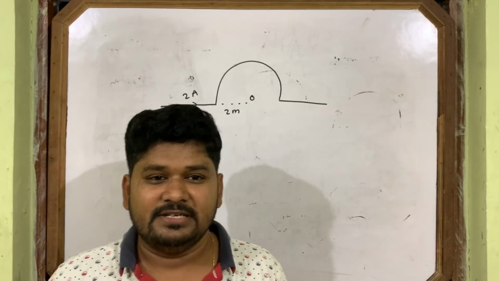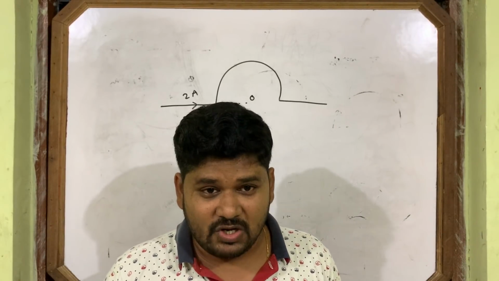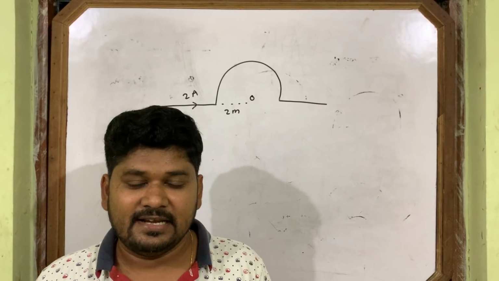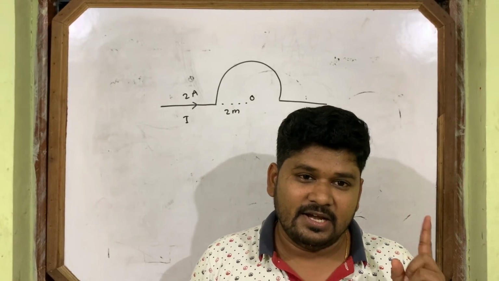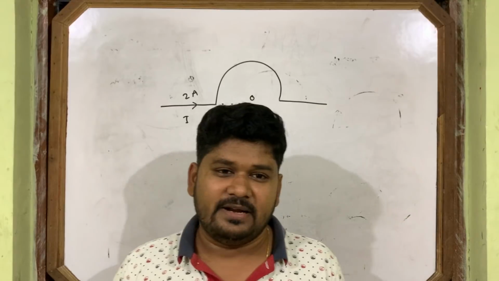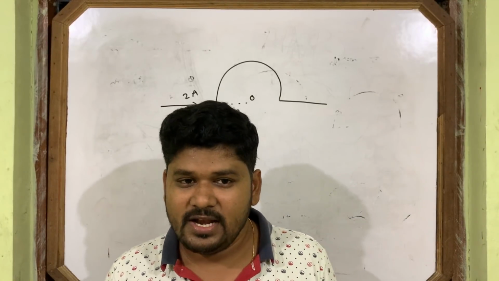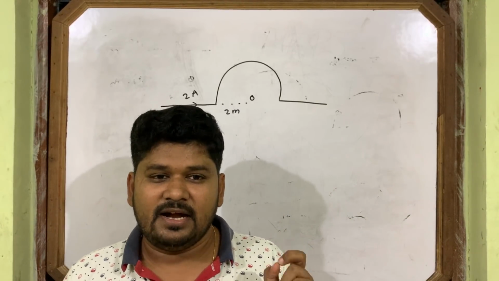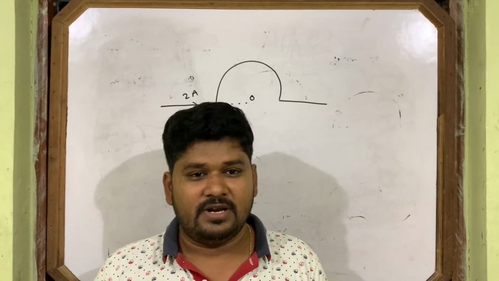So today we discussed the Biot Savart law and its applications to find the magnetic field at any point on the axis of a circular coil and at the center of the circular coil.